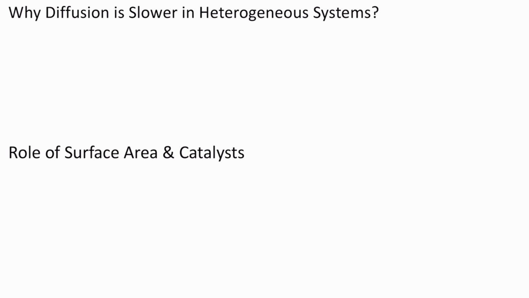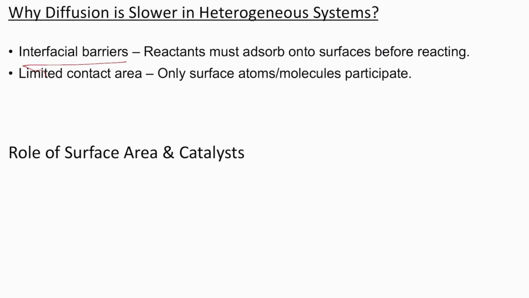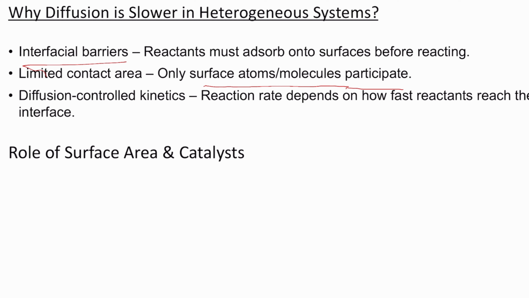Why is diffusion slower in heterogeneous reactions? Because of interfacial barriers. Reactants must adsorb onto the surface before reacting. Also, because of limited contact area in heterogeneous reactions, only surface atoms or molecules participate, for example, of a catalyst. Diffusion control kinetics: the reaction rate depends on how fast reactants reach the interface.